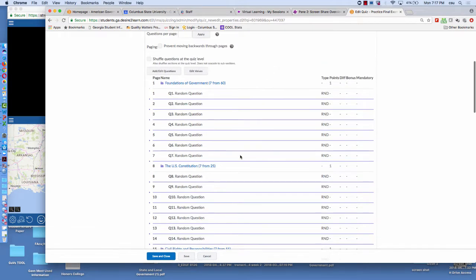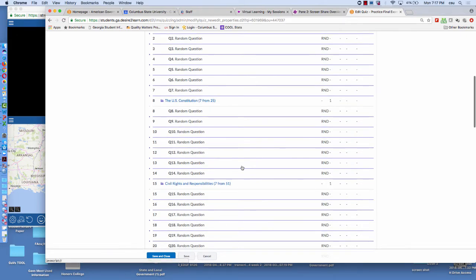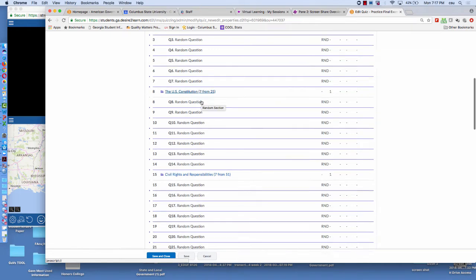And what this means is for each of these folders right here, there are 60 total questions, but our quiz is only going to pull 7 of those. Okay, so there are 60 questions related directly to foundations of government. But when you take the final exam, it's only going to pull 7 of those 60 questions. Same thing with U.S. Constitution. In the same test, you'll get 7 questions on the U.S. Constitution, but it's pulling from a bank of 25 questions because there's 25 questions in this folder, but only 7 are going to appear on your exam.